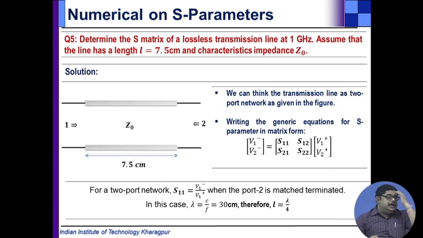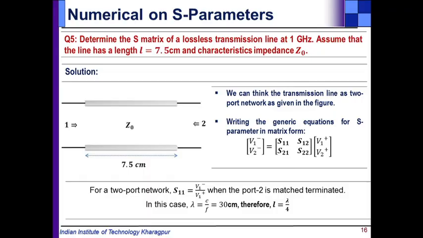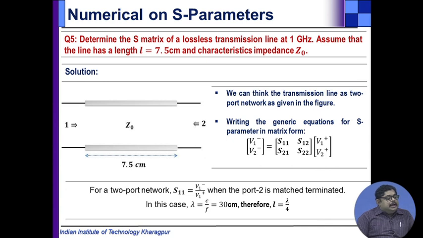Now, the last problem: determine the S matrix of a lossless transmission line. This is a distributed line, so it is easier to find its S matrix at 1 gigahertz. Assume that the line has a length of 7.5 centimeter and characteristic impedance Z0. So, let us see.